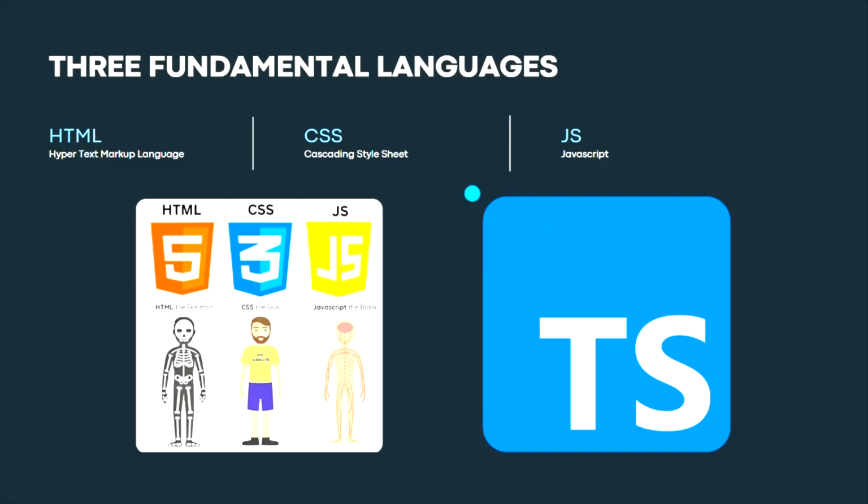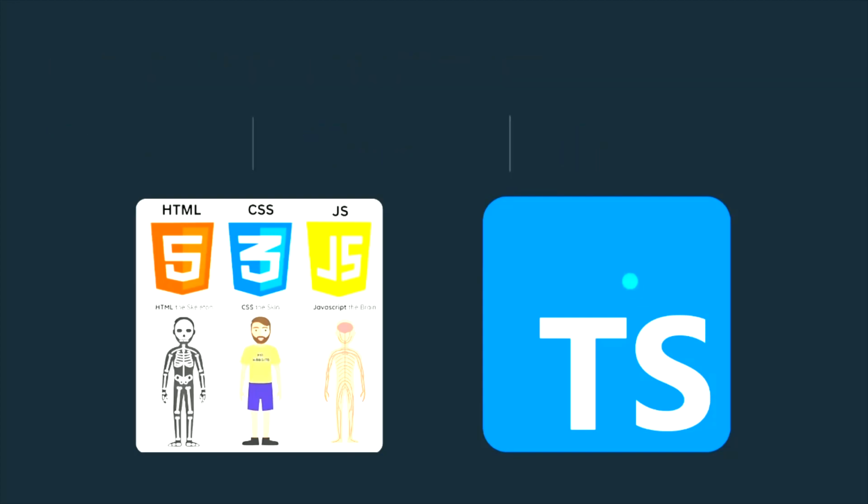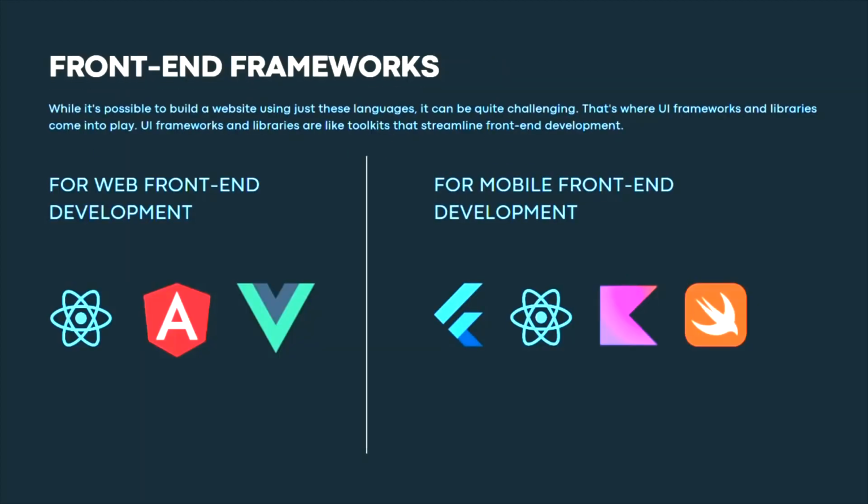Also, in your project, instead of using vanilla JavaScript, consider using TypeScript. TypeScript adds a type system on top of JavaScript. That type system can be used to catch errors early in the development process. So this can help your code to be more robust and maintainable. It is quite possible to build a website using just these three languages, but it is quite challenging. So that's where UI frameworks come into play.